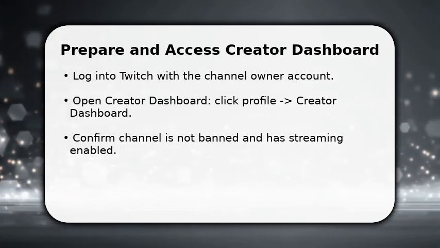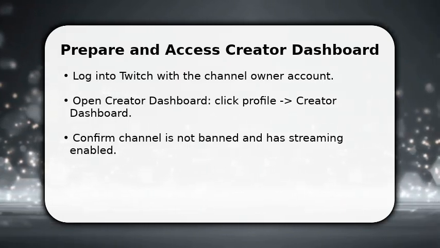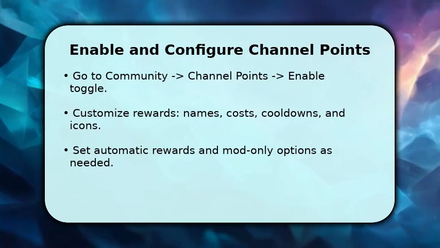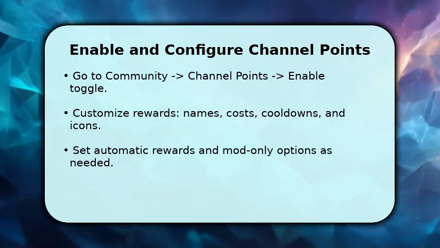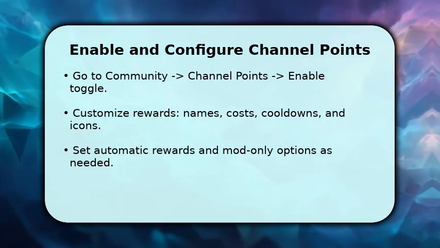Once done, navigate to the community section to find the channel point settings and prepare to enable and customize them for your viewers. You now enable channel points by toggling the feature on in Community > Channel Points. This activates the economy for your channel.